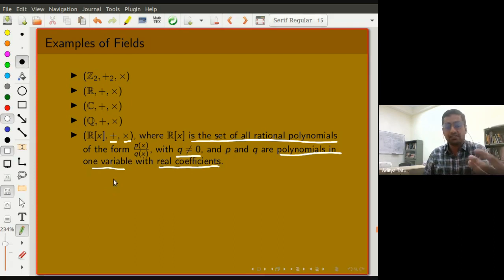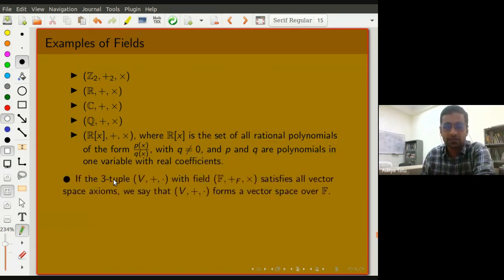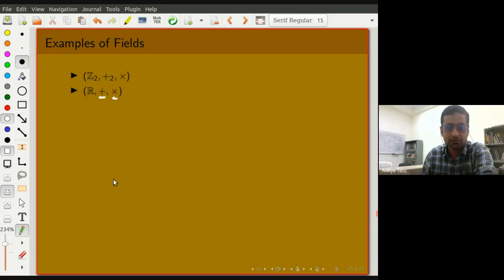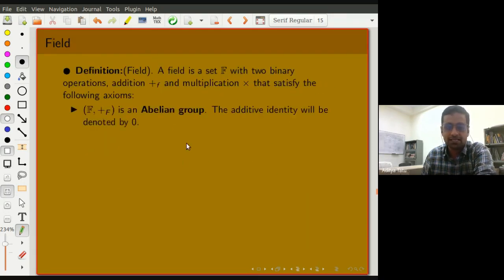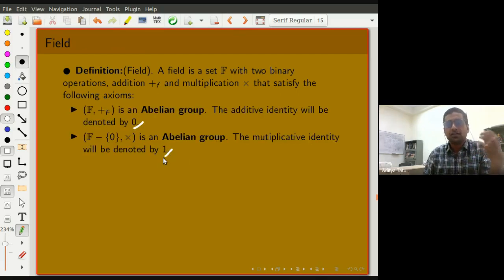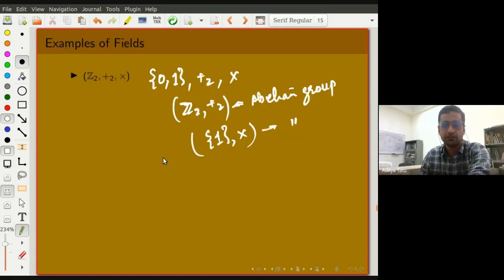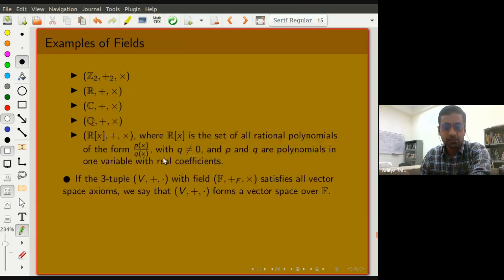So this is, for example, a field which is not just numbers. To bring this back: whenever I say 0 from the field and 1 from the field, don't think of it arbitrarily as the number 0 and the number 1. They denote the additive identity and multiplicative identity respectively of the field. So I think that's it.